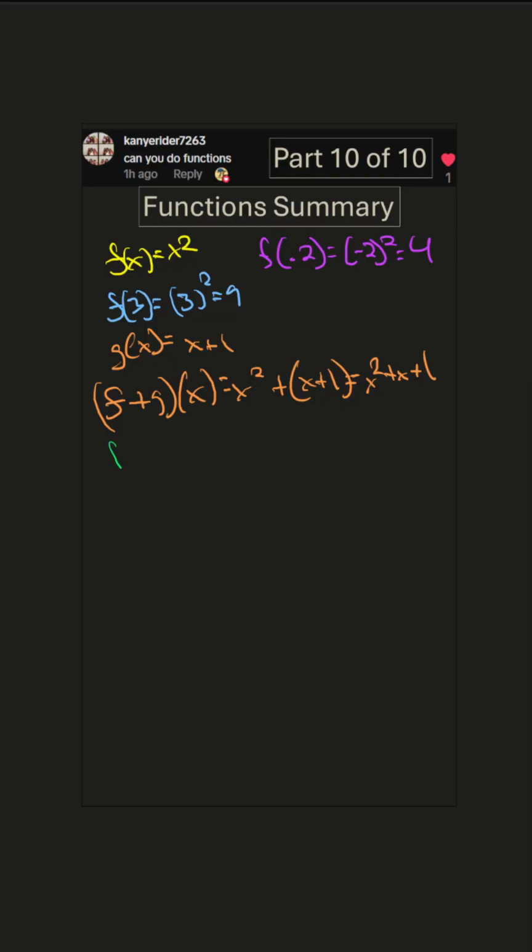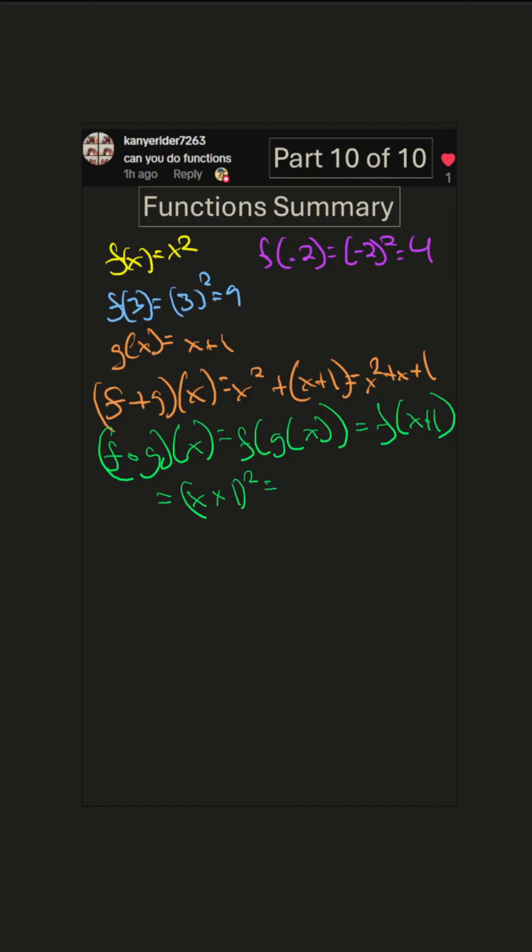So how about composition. What if we take f of g of x? Well, that's f of g of x, which equals f of x plus 1, which equals x plus 1 squared. And if you do the math here, you'll get x squared plus 2x plus 1.